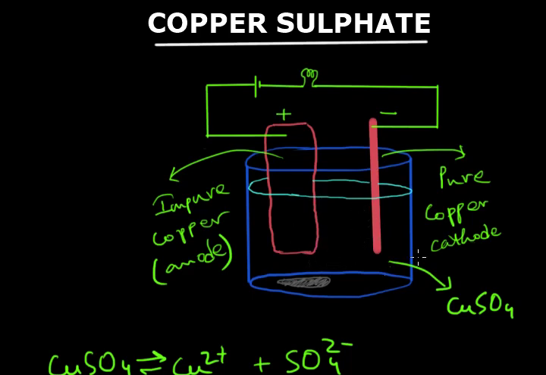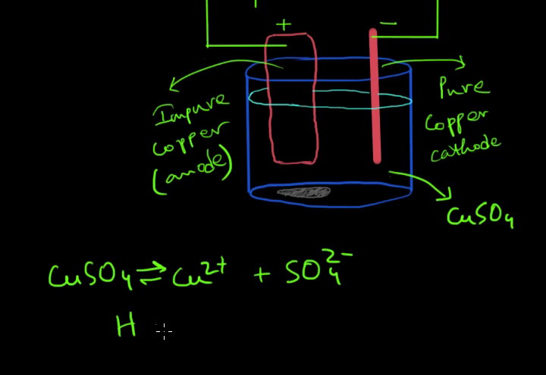Now what happens in this electrolyte? There are two types of ions present, Cu2+ and SO4 2-. But since this is a solution, there are water molecules also present in ionized state. That is, H+ and OH- ions are also present.